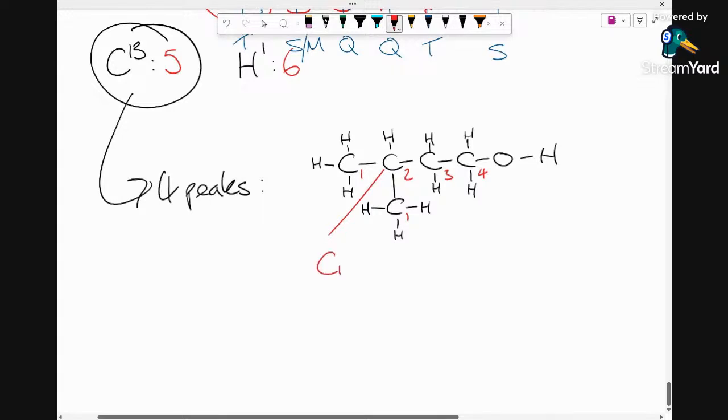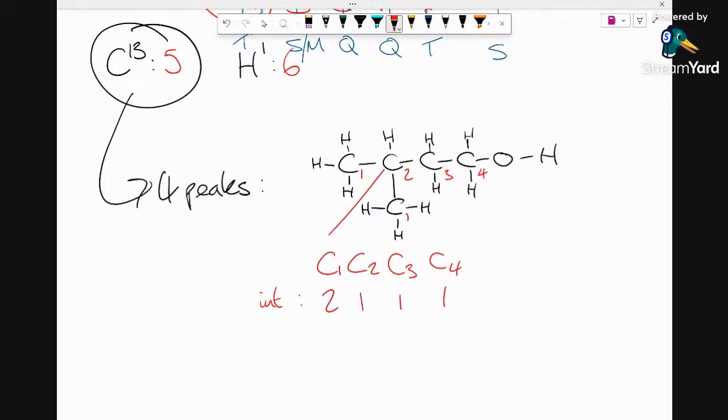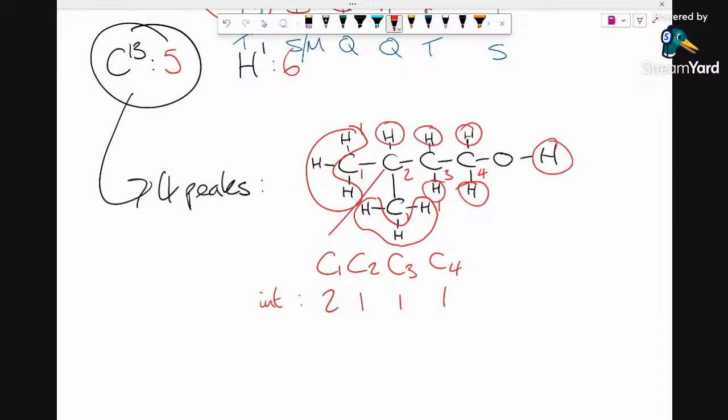Integrations. So C1 would have an integration of 2. C2 is going to have an integration of 1. C3 integration of 1. C4 integration of 1. It's just nice to do it. It does the same job for the proton as well, because what you realize is that the protons are doing exactly the same thing. You realize that once you start picking up these tricks, it speeds up. So this is the first one, and then we've got second, third, fourth, and fifth. I've cut it by 1.